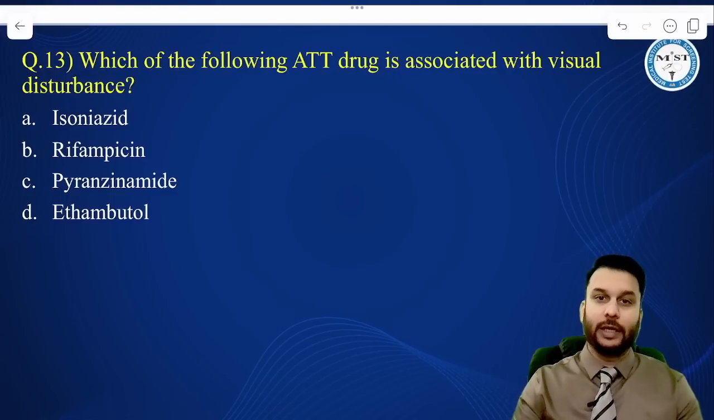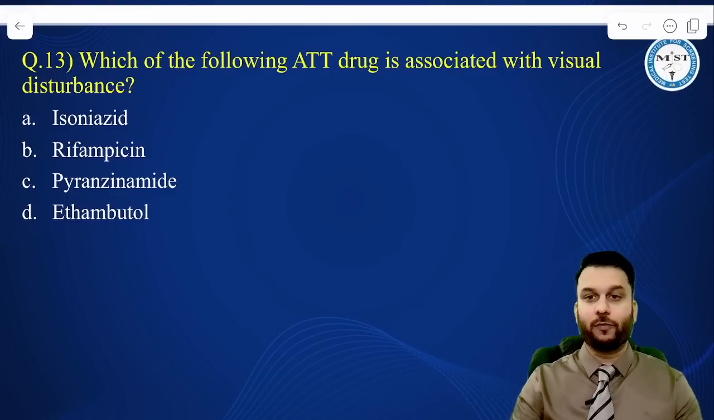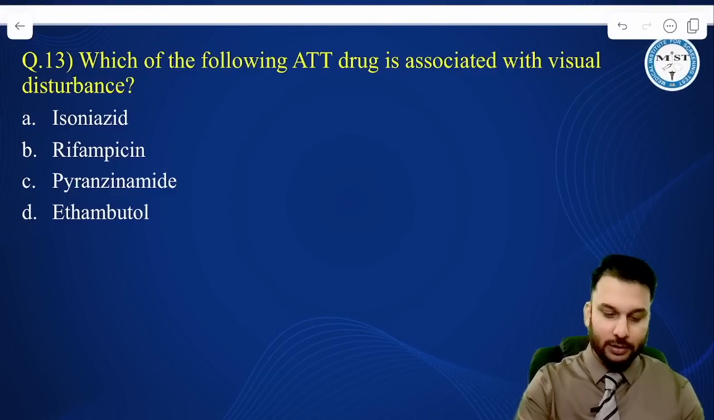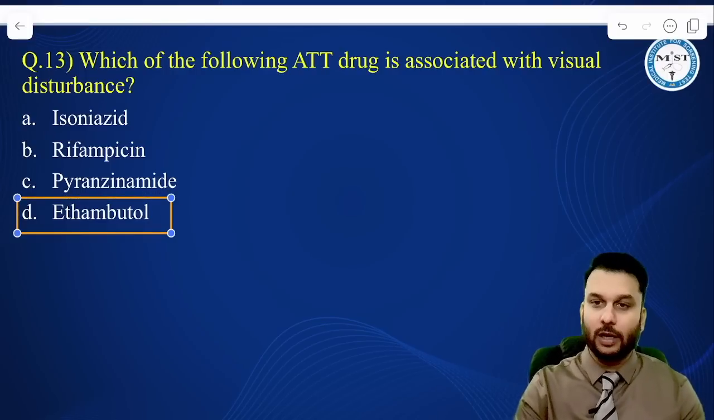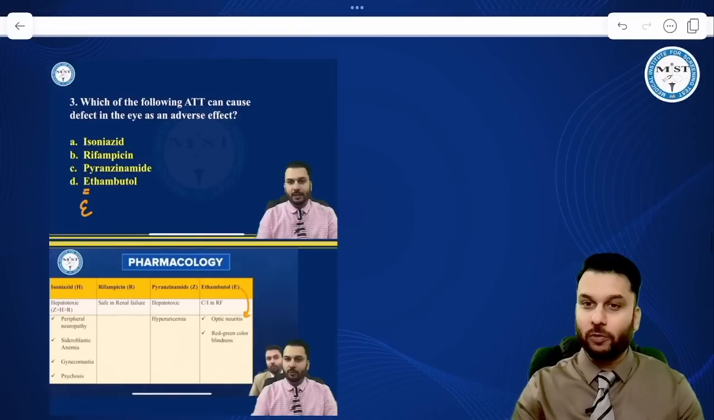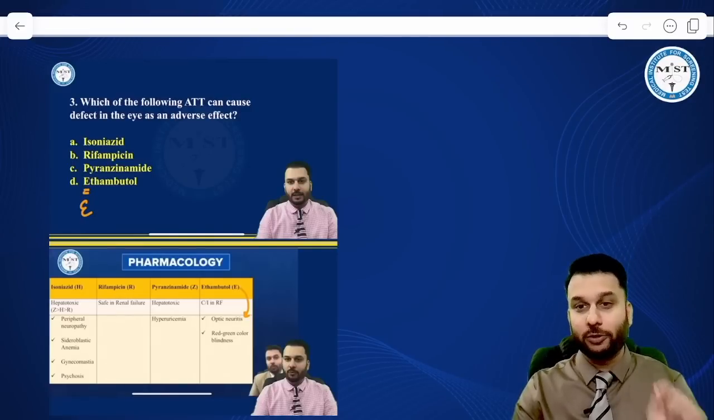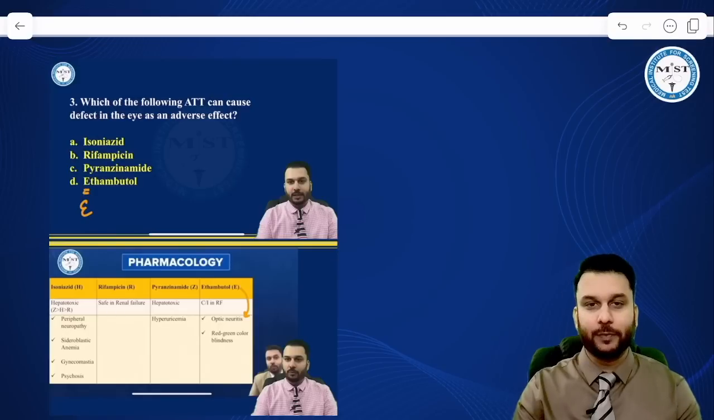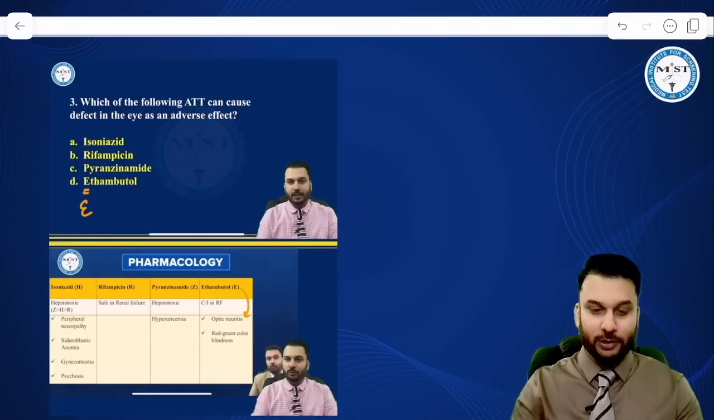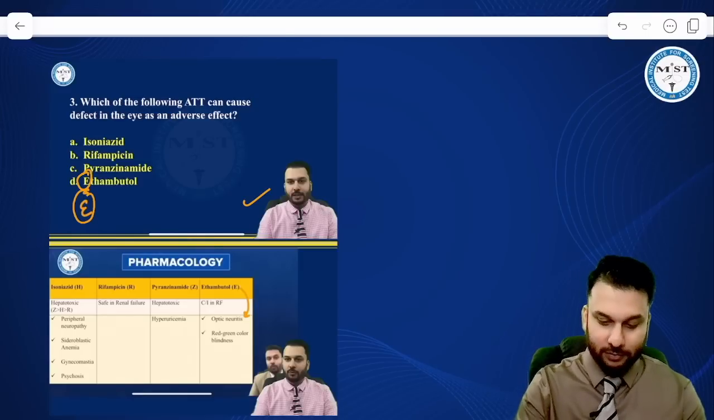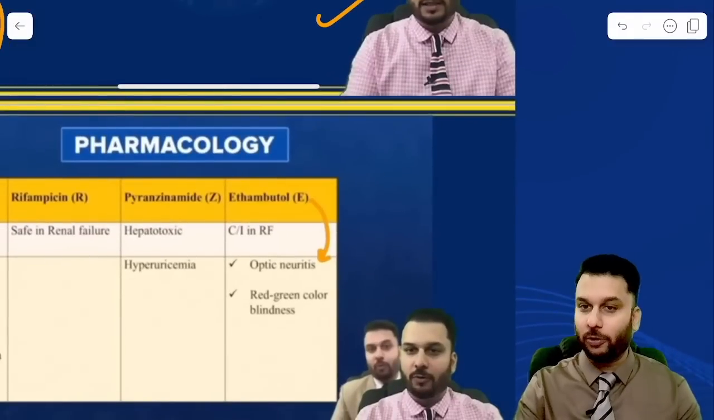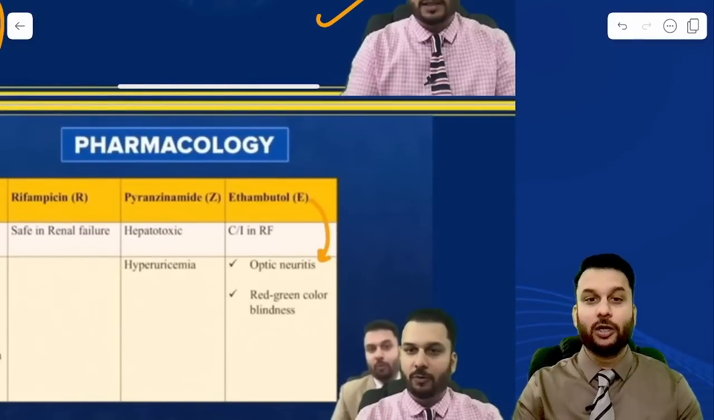Okay, so done with this. Next, which of the ATT drugs is associated with visual disturbances? A very classical easy question. The answer to this is ethambutol. E for eye side effects. You will be bored of me showing these things. You can imagine why these things are so important to see just before going to the exam, right? So E for ethambutol, discussed before, and you can see once again ethambutol. I told you eye related side effects like optic neuritis, etc.